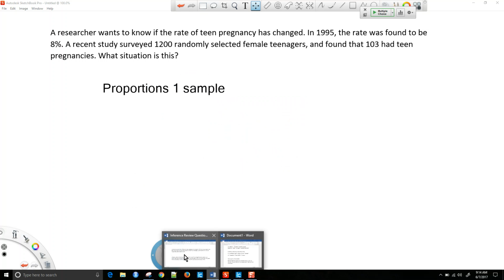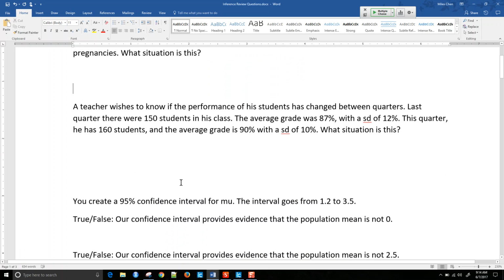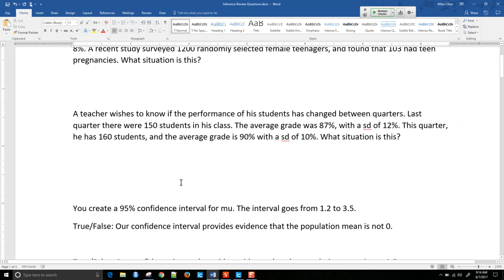Okay, and then over here it says a teacher wishes to know if the performance of his students has changed between quarters. Last quarter there were 150 students in his class. The average grade was 87% with a standard deviation of 12%. This quarter he has 160 students and the average grade is 90% with a standard deviation of 10%.